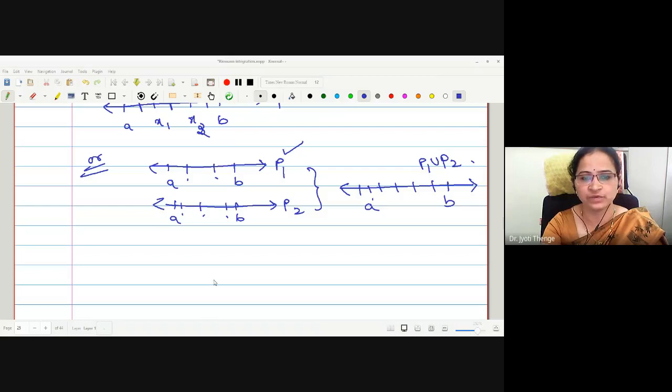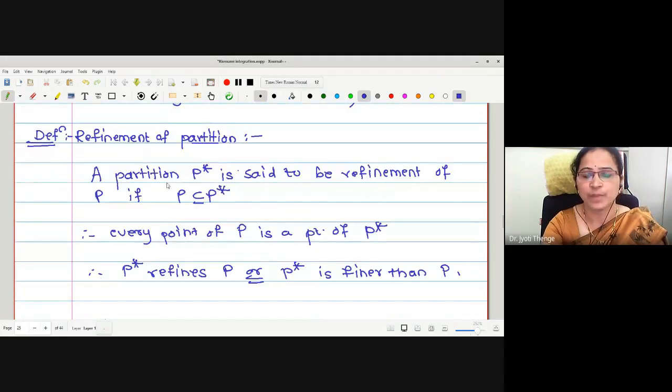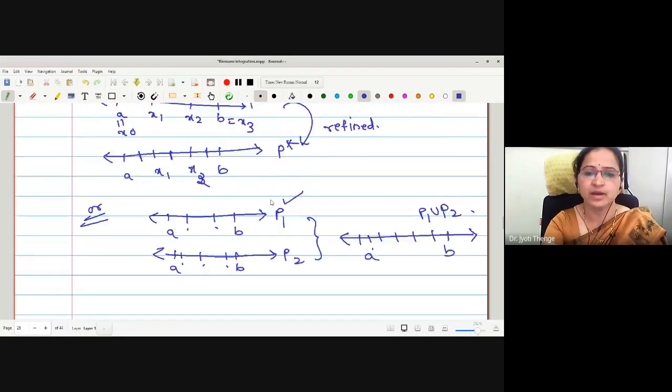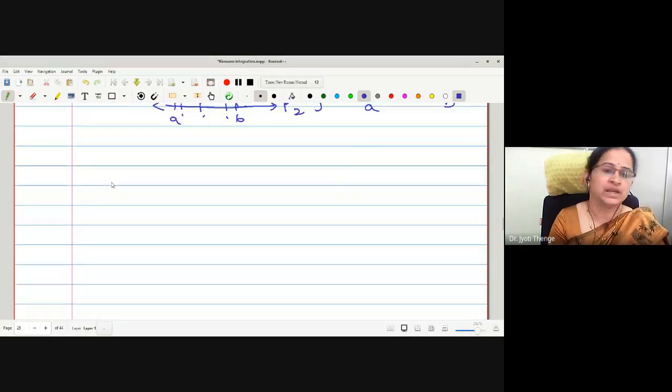Okay, I'll tell you with an example also. Actually, the definition of refinement is simply increasing the number of points. So what does the definition tell us? A partition P star is said to be a refinement if P is a subset of P star. That is, P is contained in P star. Okay, let me tell you an example so that the idea is clear.